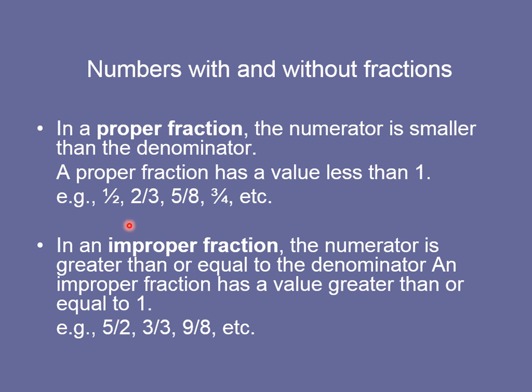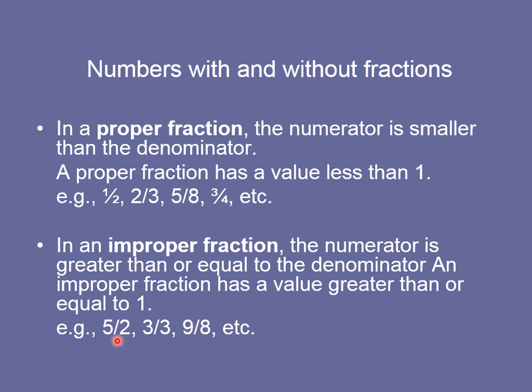Now, if the numerator is smaller than the denominator, like here, okay? Look at this one. In each of these examples, your numerator, meaning the number you have at the top, is actually smaller than the bottom one. These are called proper fractions. In the other case, where our numerator is greater than the denominator, those are called improper fractions.